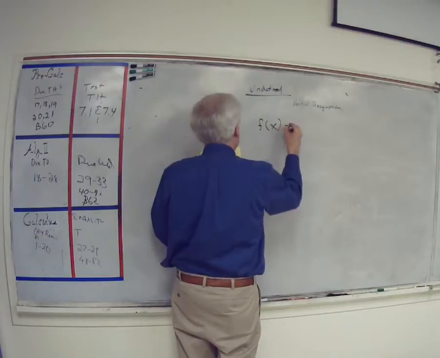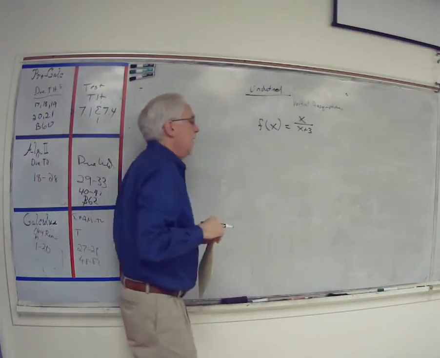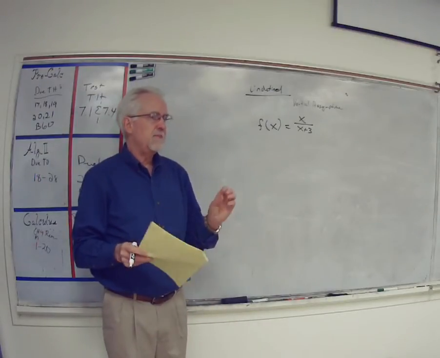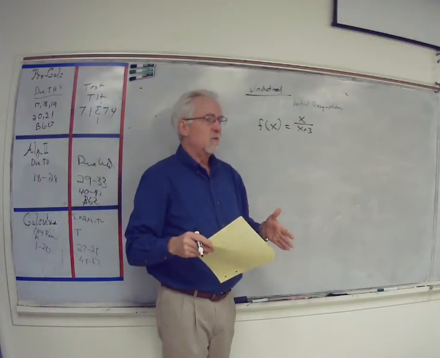Okay. So let's think of something. f(x) is equal to x over x plus 3. Now, what I'm going to ask you is, where is the vertical asymptote? And don't tell me the answer. Tell me how you would get to it.